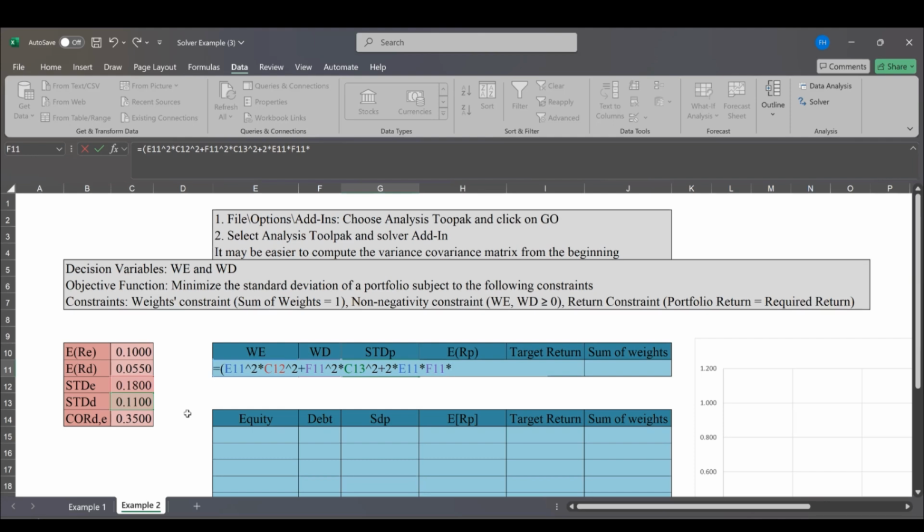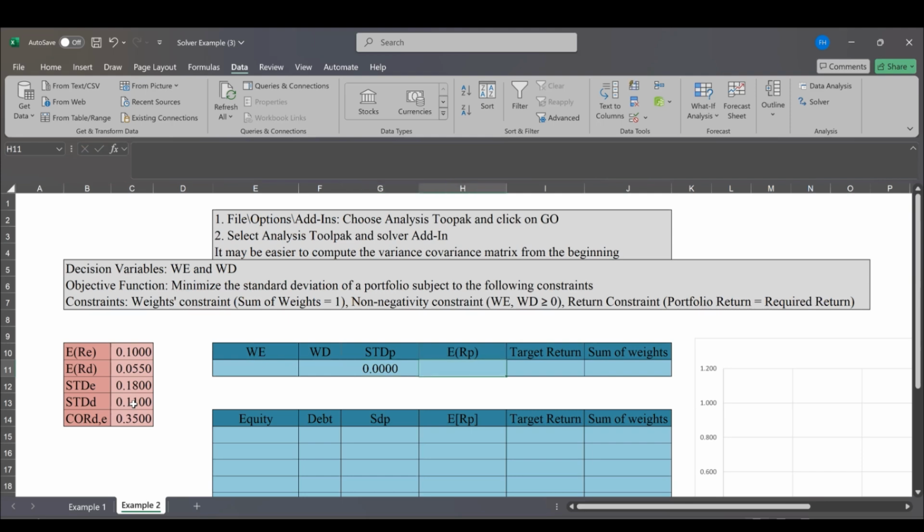times the covariance. Now here I don't have the covariance, I have the correlation. So I need to multiply by the correlation times sigma E times sigma D. I close the brackets and I raise everything to the power 1 over 2 or 0.5. So this is how I'm getting the square root. Initially, I'm going to start with a standard deviation of 0 because I'm investing 0% in equity so far. I didn't have any allocation yet.